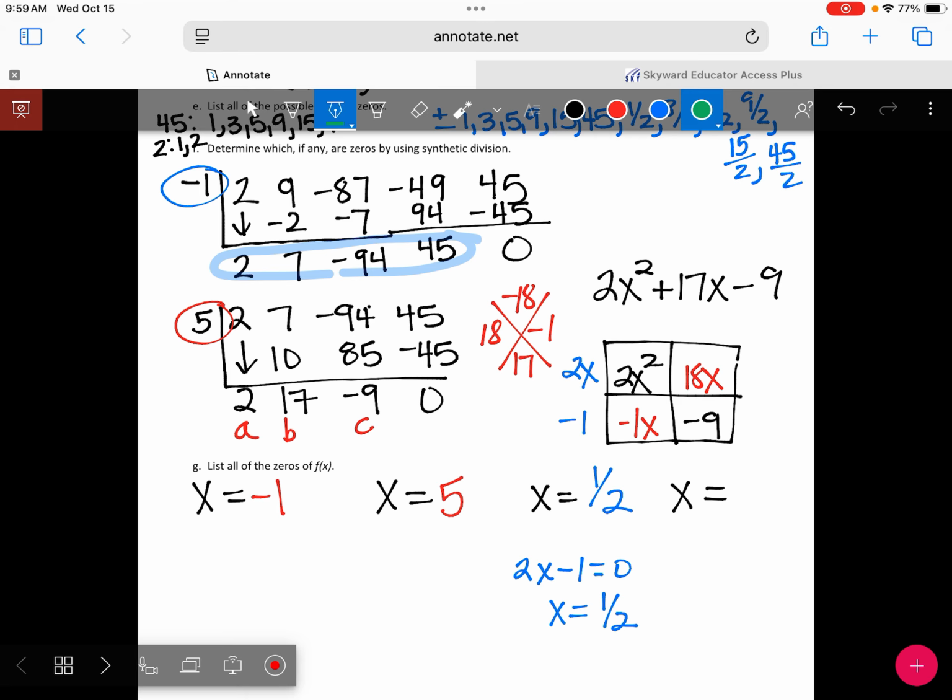And then my fourth solution, I'm going to look at each column. First column, I can take out an x. Second column, a positive 9. Set that equal to 0. And my last solution is negative 9. So the solutions would be negative 1, positive 5, positive 1/2, and negative 9. All right, moving on to the second page.